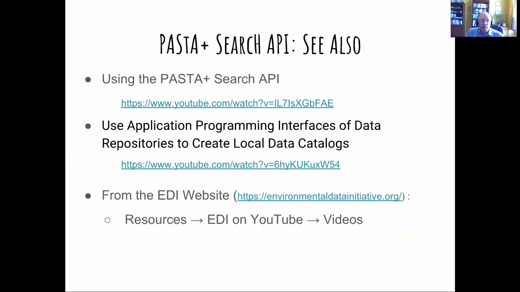Online videos of both the Pasta Plus Search API tutorial from last summer that I mentioned at the start of my talk, as well as the ESIP 2017 presentation on local data catalogs, are easy to find and access from the EDI website under Resources, EDI on YouTube, and then by selecting the videos menu item on EDI's YouTube page to see the full catalog of EDI YouTube videos. When I last checked, there were a dozen or so videos currently available, and today's presentation will soon be added to that list.